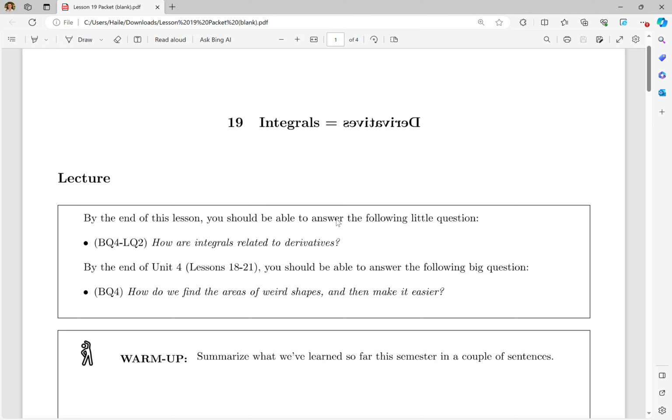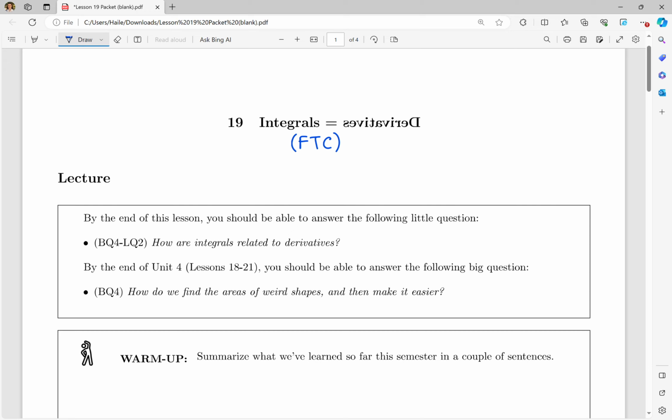In this video, we're going to talk about how integrals are actually just derivatives backwards. So the focus of this lesson is going to be a theorem called the fundamental theorem of calculus, or FTC. By the end of this lesson, you should be able to answer the following little question: how are integrals related to derivatives?